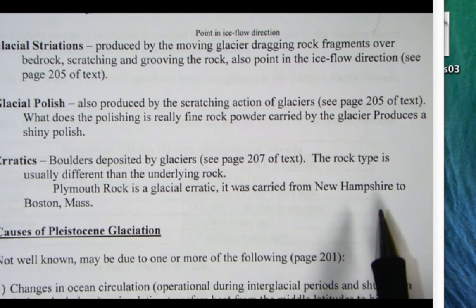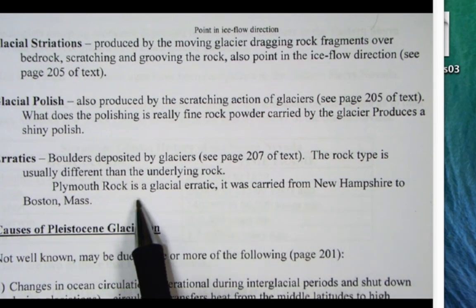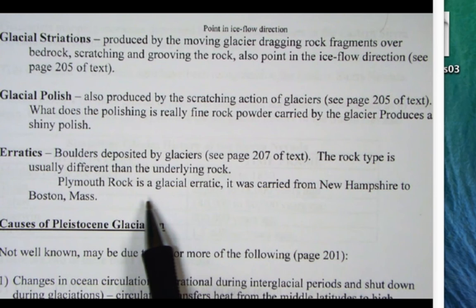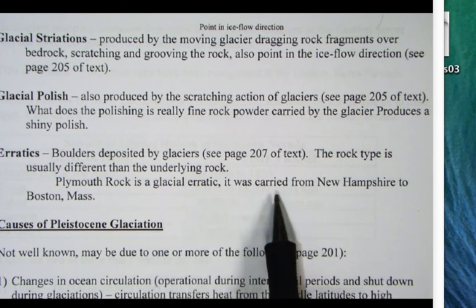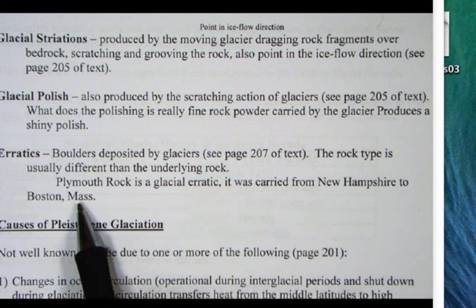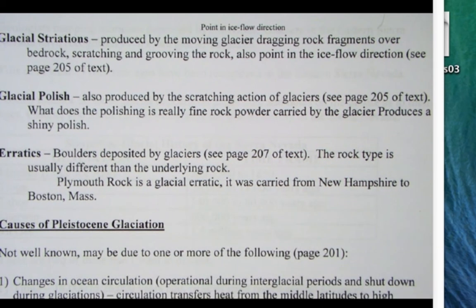In fact, Plymouth Rock, the famous Plymouth Rock, is a glacial erratic, and it was carried from New Hampshire to Boston. And so because it doesn't resemble rocks in Boston, it resembles rocks in New Hampshire.